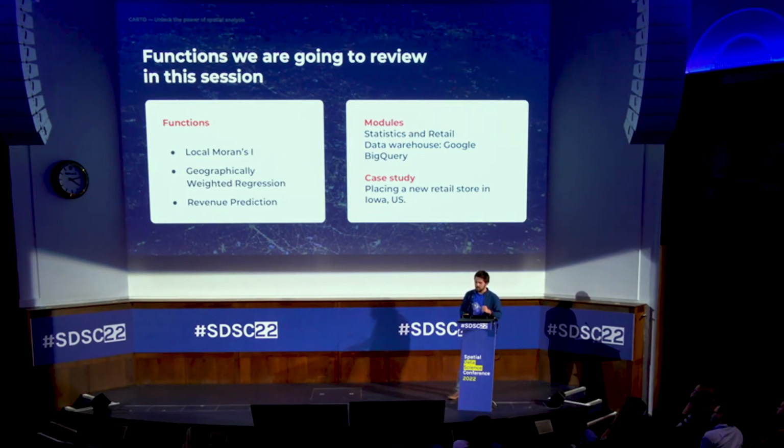The data warehouse of choice for this example is BigQuery, and the data we're going to use is a publicly available dataset called the Iowa Liquor Sales Dataset, which gives you the location and the revenues of different stores in Iowa, in this state, throughout time. We will use it to take a look at these functions.